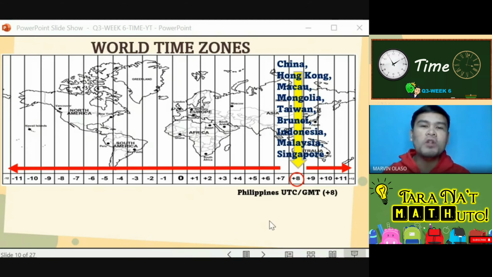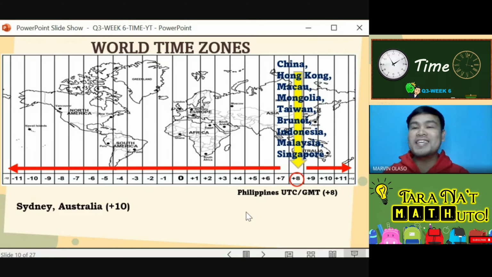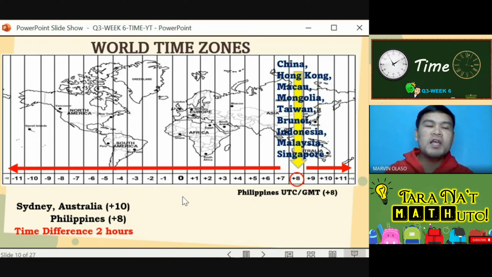So let's try an example on how to calculate time in other countries relating to our time here in the Philippines. For example, here in Sydney, Australia, ang kanilang UTC ay positive 10. And of course, since ang ating UTC naman ay positive 8, first thing to consider is to get the time difference. Isusubtract lang natin yan. 10 minus 8 is equal to 2. Ibig sabihin, the time difference is 2 hours. So, sino ang mas advanced? Siyempre, kung sino yung mas malaki, positive 10. So, Sydney, Australia is advanced sa atin ng 2 oras.